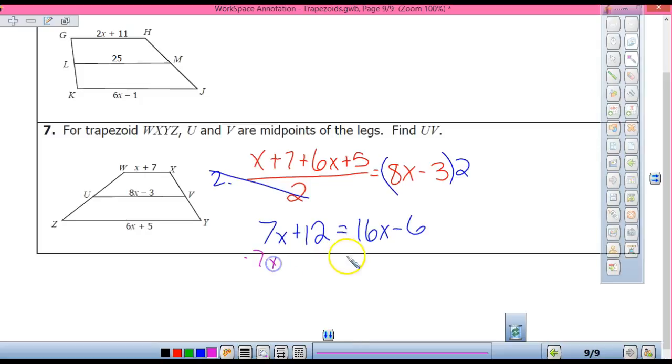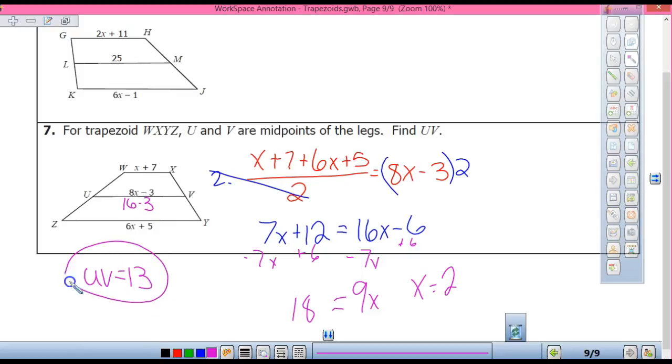Subtract our 7x, 9x equals, so x is 2, and they want UV. So 8 times 2 is 16 minus 3 is 13. So it's not so bad, right?